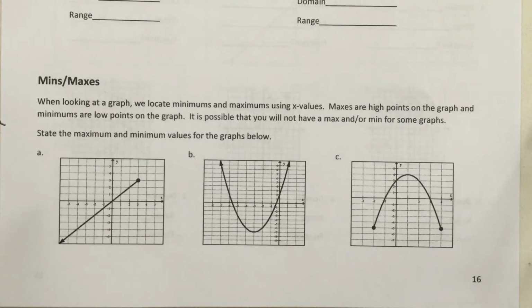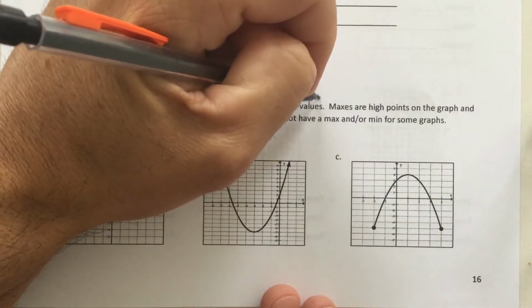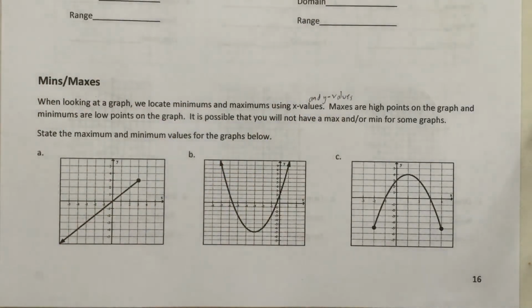So when you're looking at the graph, we locate the minimum and maximum using the x values. You can also write the y values, or the ordered pairs. Maxes are the high points on the graph, and the minimums are the low points on the graph, which kind of makes sense. Maxes are high, mins are low. It is possible that we will not have mins or maxes for some graphs, and we'll see some examples of that. So for letter A, it says state the minimum and maximum values of the graph.